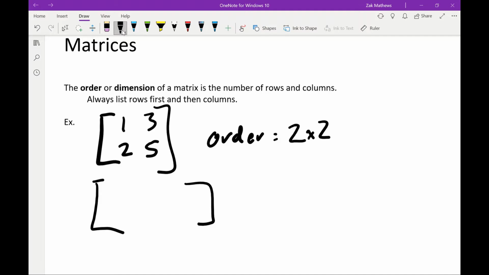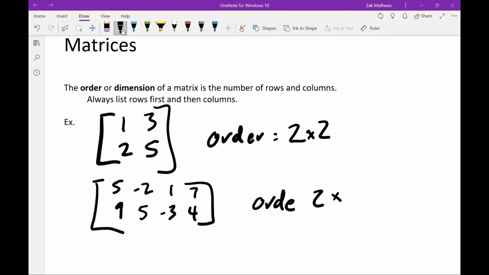So let's say we have the matrix 5, -2, 1, 7, 9, 5, -3, and 4. This time we have a different number of rows than columns. We see we have 1, 2 rows, we have 1, 2, 3, 4 columns. And so the order of this matrix would be a 2 by 4. And of course we can do this over and over again, right, for any size matrix.